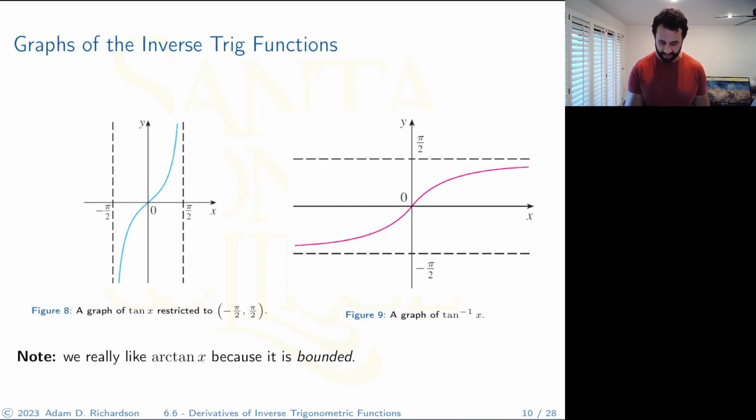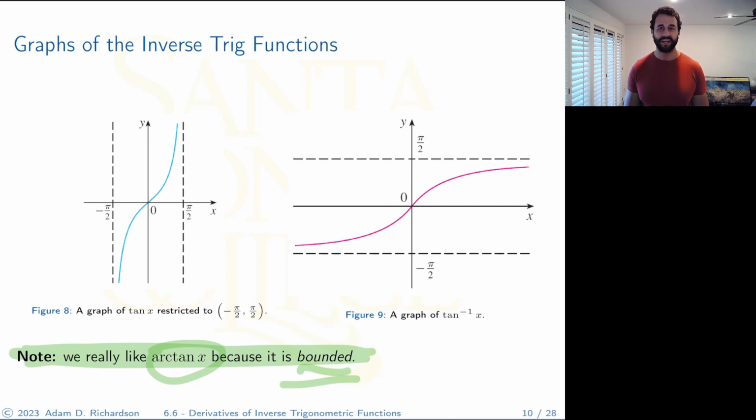But here's the thing, and I'm going to emphasize this now, and you will hear me say it a lot. We really, really like the arctangent function because it is bounded. It's a bounded function that is defined on all real numbers. That's just a beautiful property to have. And we're going to see it a lot later on in the course when we get to sequences and series, okay?